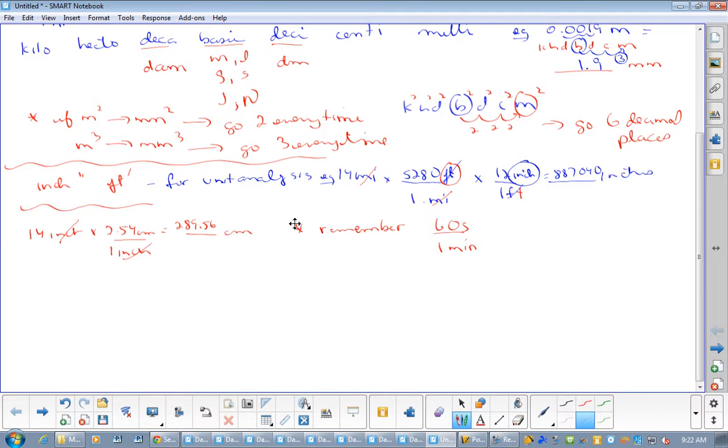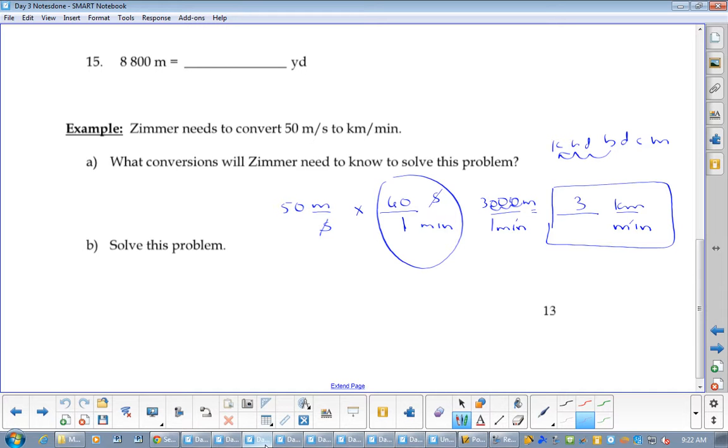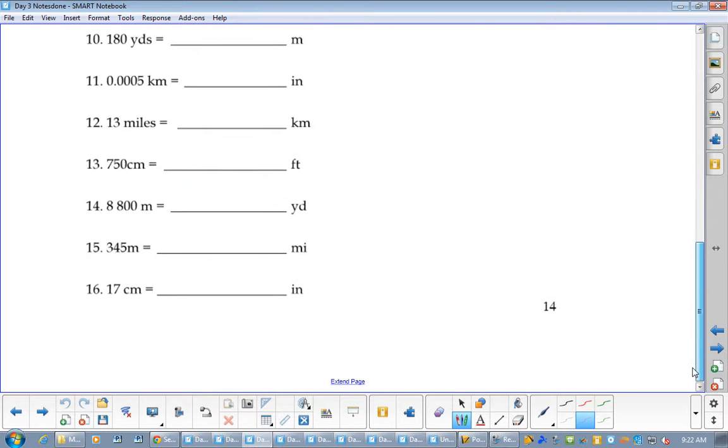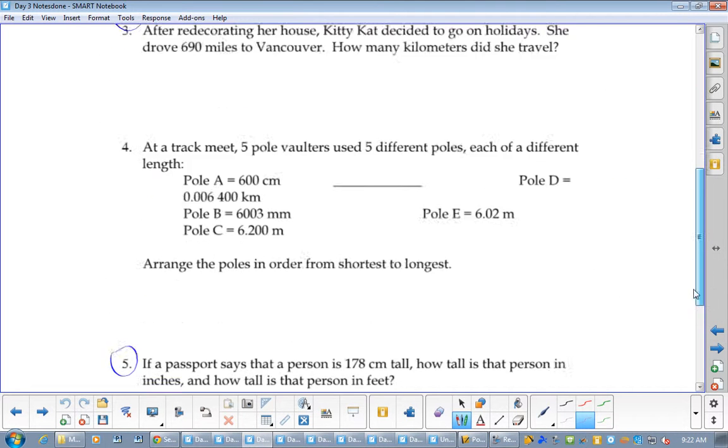Okay, and it might be 1 minute over 60 seconds, depending how they're going to cancel, right? Anything going on here? No, that was work we had to do.